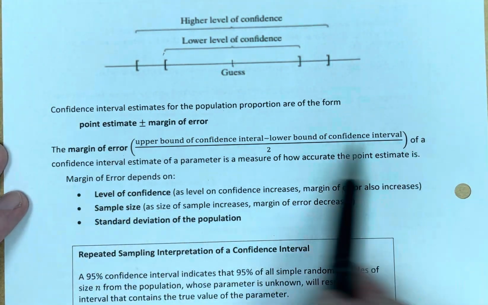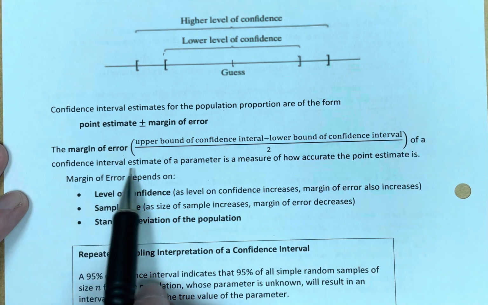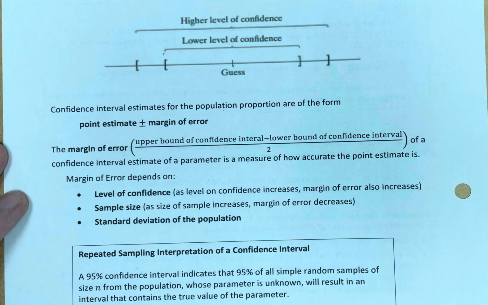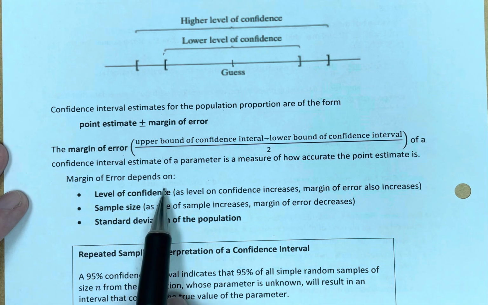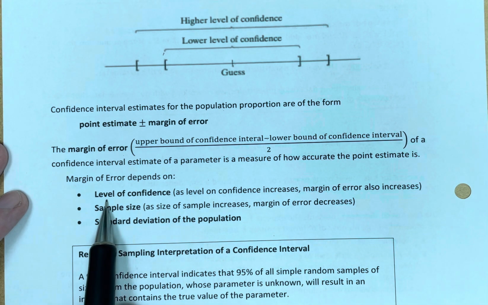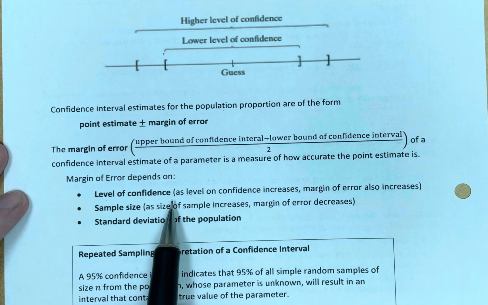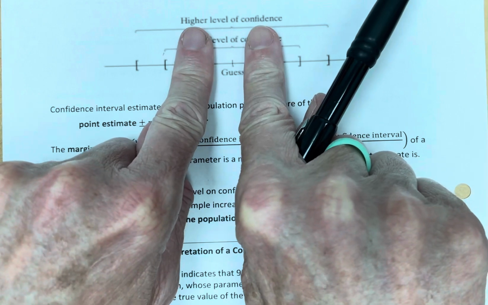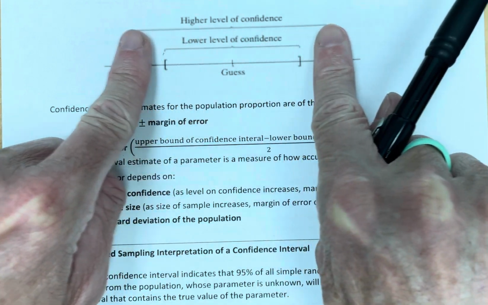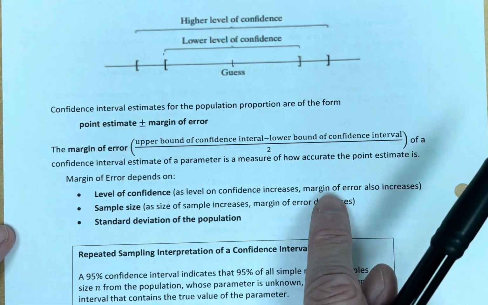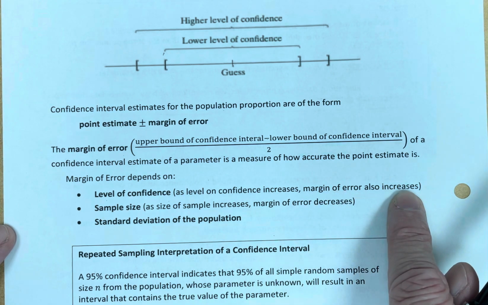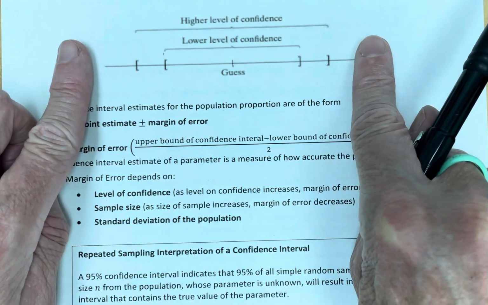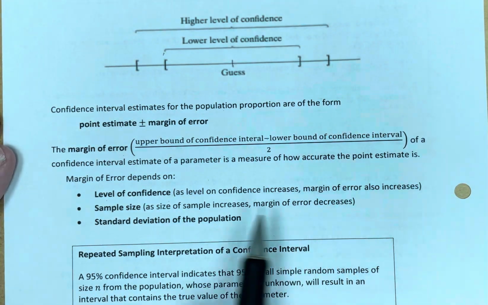The margin of error of a confidence interval estimate of a parameter is a measure of how accurate the point estimate is. Margin of error depends on your level of confidence. As your level of confidence increases, your margin of error also increases. You're going to have a larger margin of error for a high level of confidence.